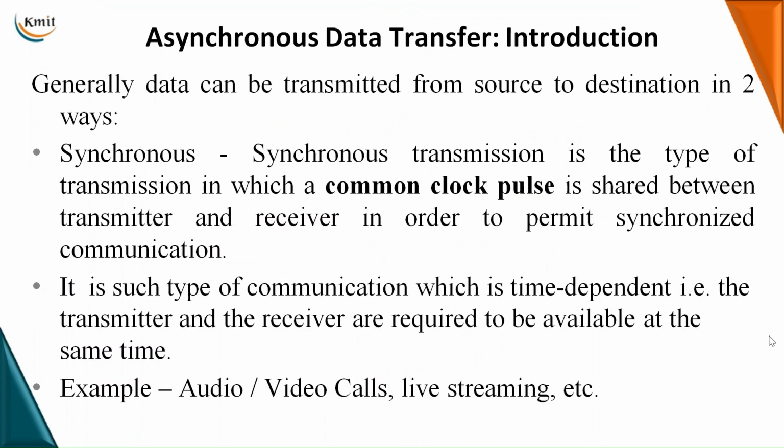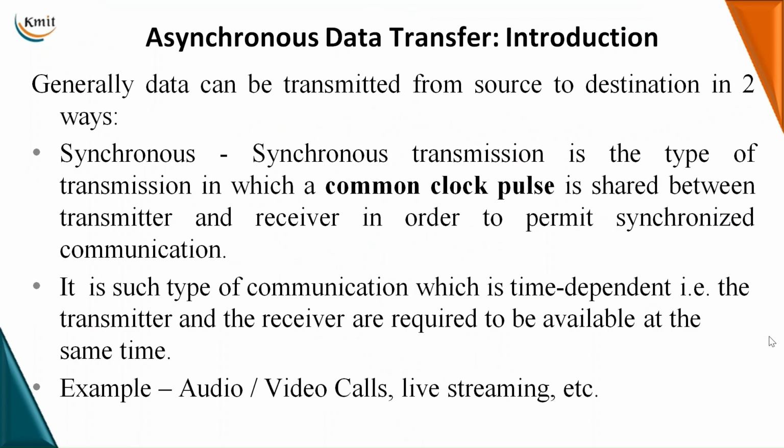So coming to the introduction, generally when data has to be transmitted from source to destination, there are two ways of transmitting the data. One is synchronous data transfer and the other is asynchronous data transfer. So what do you mean by synchronous data transfer? It is a type of transmission in which a common clock pulse is shared between the sender and the receiver in order to permit synchronization of communication between them.